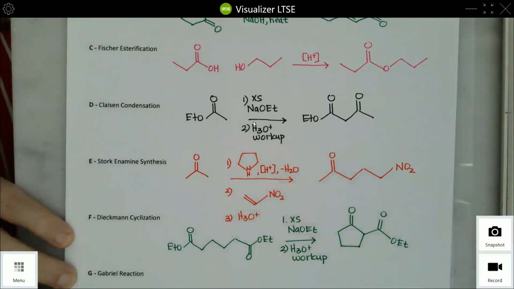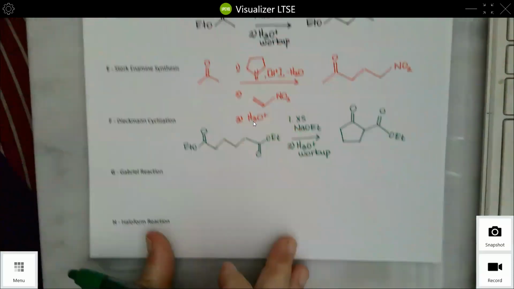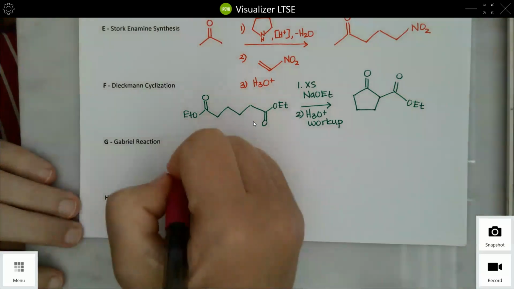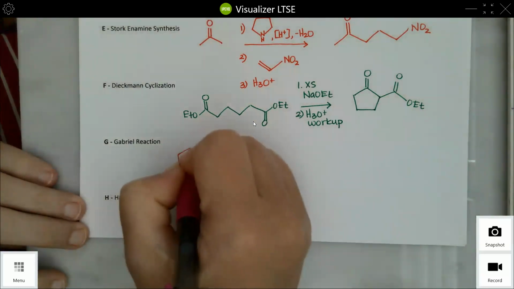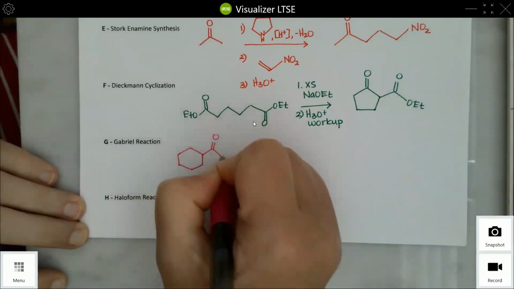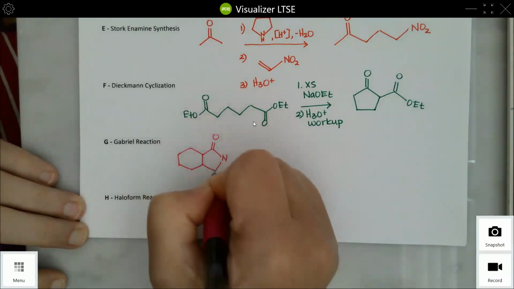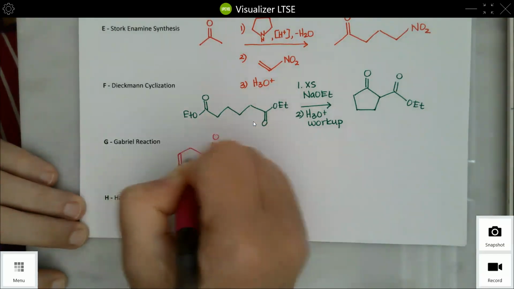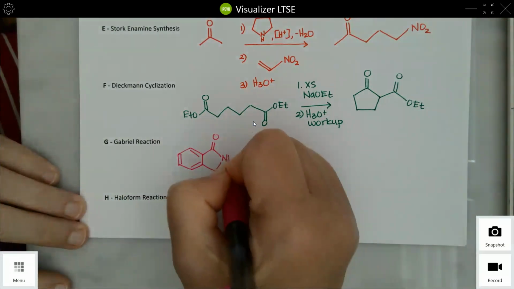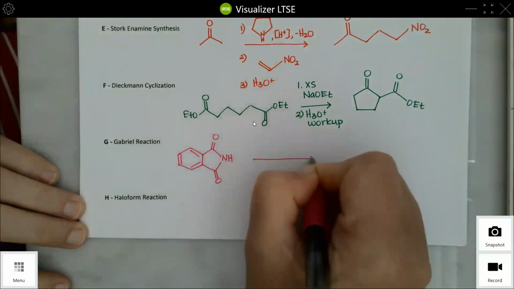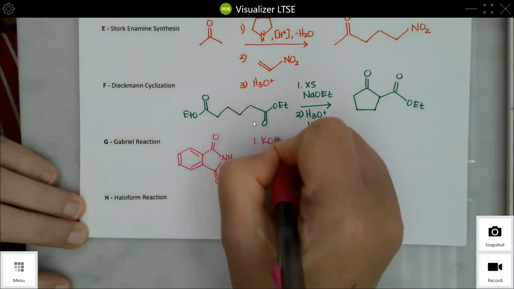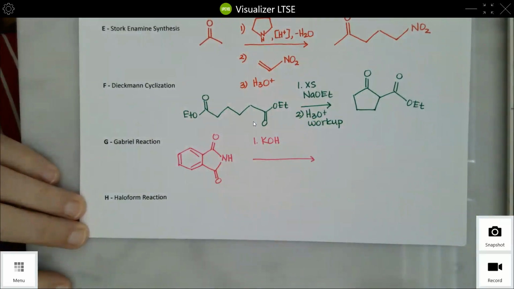Okay, what about the Gabriel reaction? That one was a way to produce primary amines. And it starts off with potassium phthalimide. This is from the amine chapter. So this is an aromatic ring. And we'll just start here and produce the potassium phthalimide through deprotonation with potassium hydroxide.